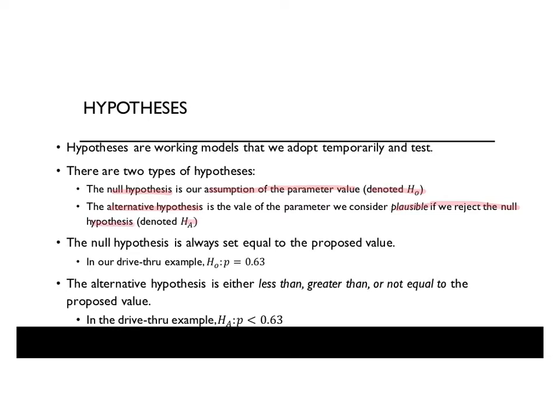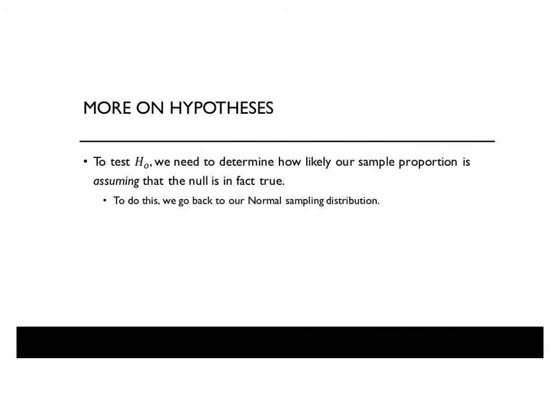The null hypothesis is always set equal to the proposed value. So in our drive-through example, we were given P equals 0.63. The alternative hypothesis is either less than, greater than, or not equal to. If I'm in the drive-through and I elect to have another worker, that should hypothetically make the proportion of those who wait longer than 2 minutes go down, which is why there's a less than sign.